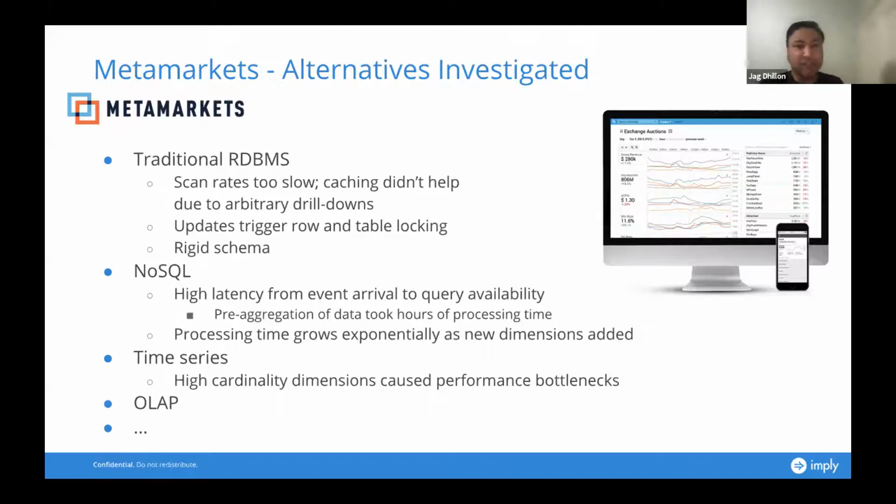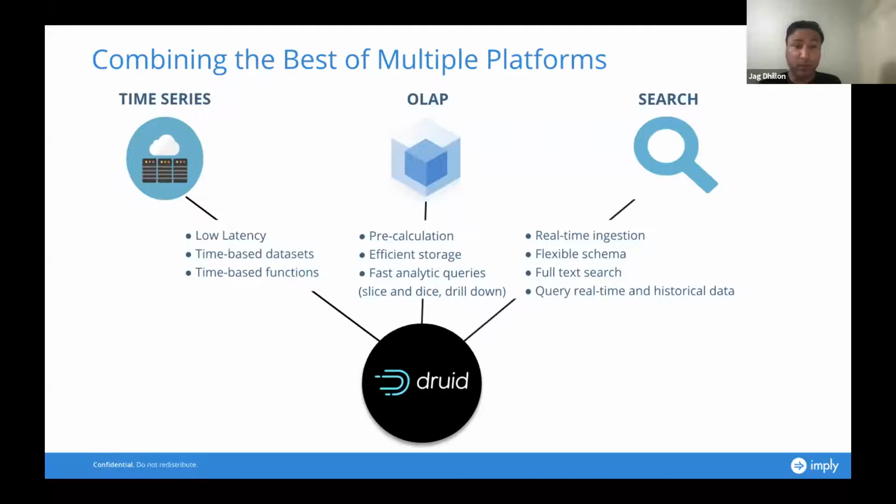They went down the time series databases. High cardinality dimensions were causing performance bottlenecks, even though they were using a time series database. At the end, they went to OLAP. But neither of those solutions out there was able to deliver what they were after. Thus, they came up with the word Druid, and they came up with the Druid database.